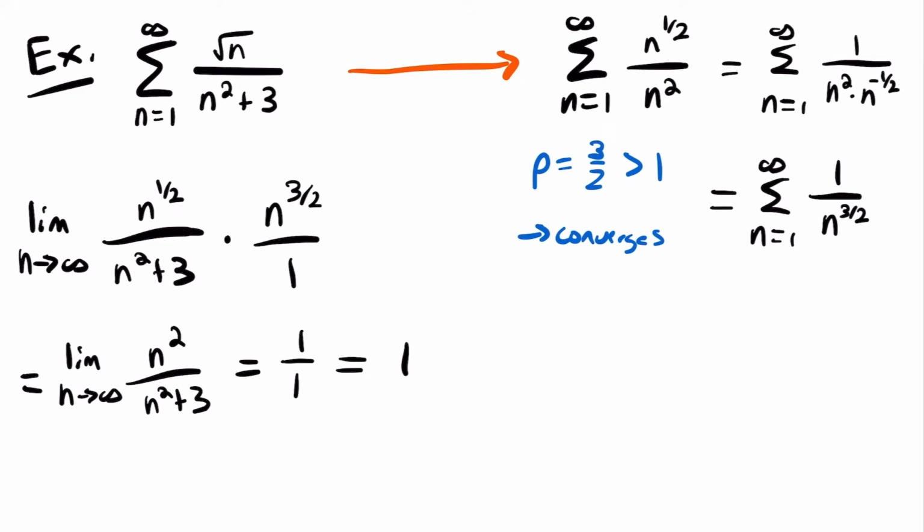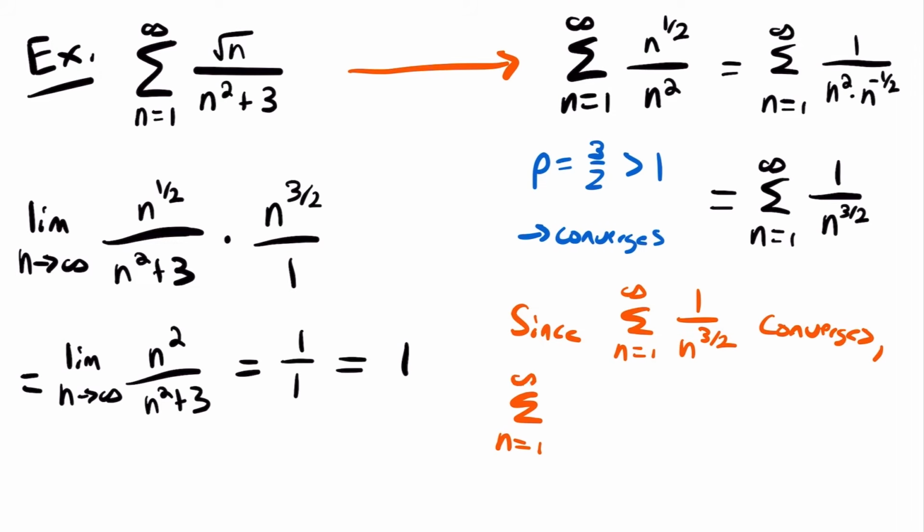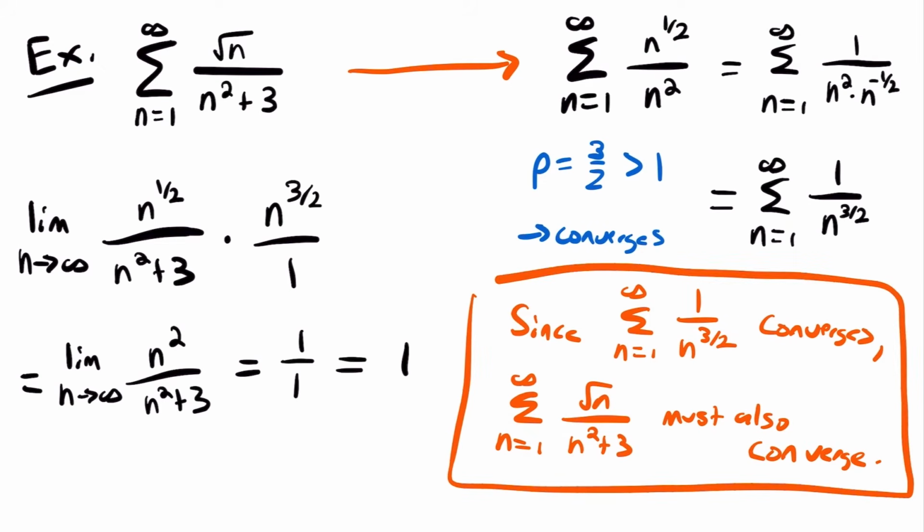Okay, and so now we have shown that this limit as n approaches infinity is equal to a finite value. And so we can make the conclusion that our original series will also converge just like our comparison series. All right, so our final answer is that since the comparison series, the sum from n equals 1 to infinity of 1 divided by n to the 3/2 power converges, then the original series, the sum from n equals 1 to infinity of the square root of n divided by n squared plus 3 must also converge. All right, and so that will be our final answer for this example.